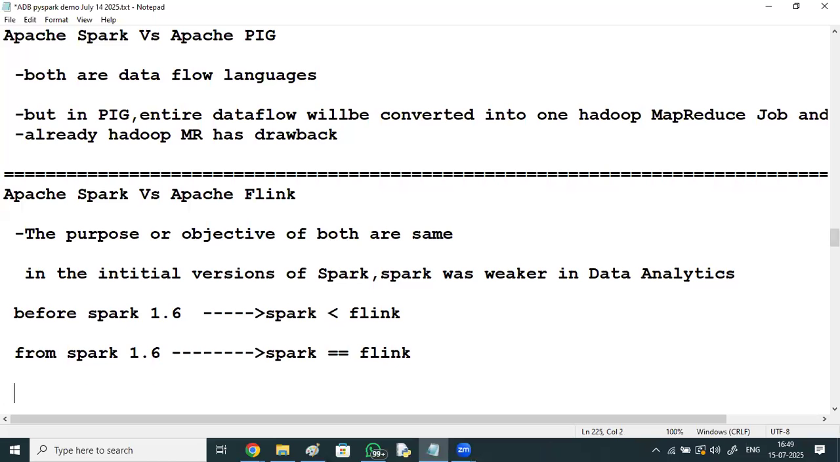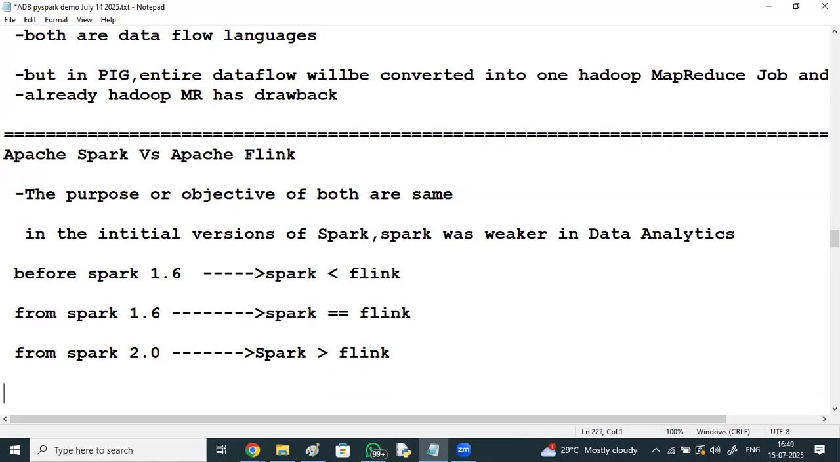But from Spark 2, again Spark started dominating Flink. That's why you won't see the name Flink today. So Spark became very powerful, with powerful libraries introduced for analytics, graph algorithms, and streaming.